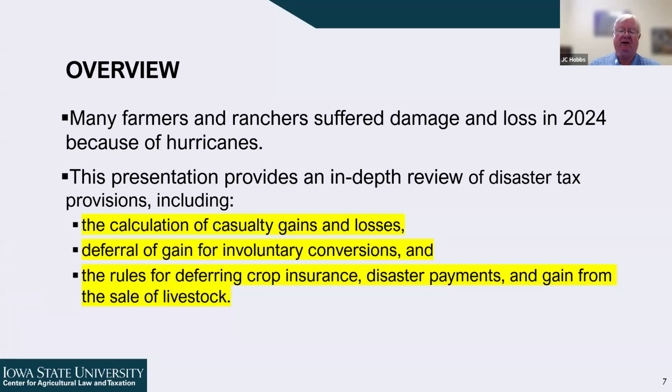Looking at disaster payments, kind of the same way. Gain from the sale of livestock, if you had to sell animals due to loss of pasture, how to then not report all the gain in the year of the sale, because that's not going to be a normal situation. And we'll get into the details of all of this as we go through.